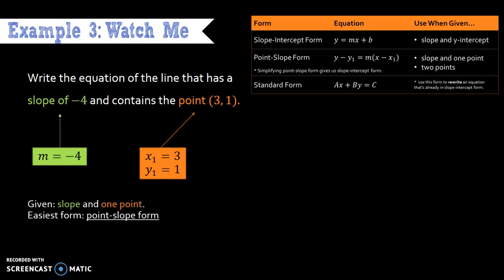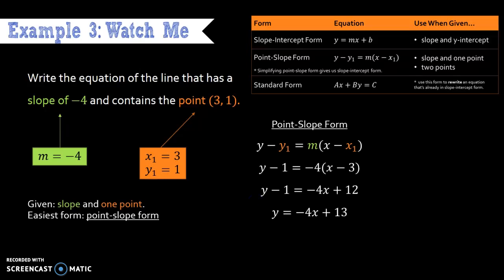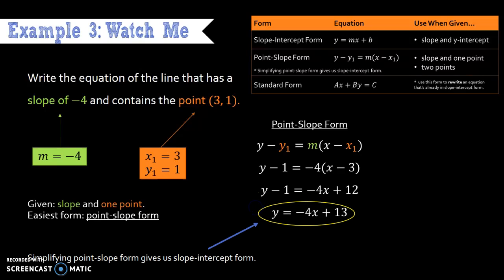Since we have the slope and a point, let's use point-slope form, and plug in the values where they belong. And when we simplify, we see that our equation is y equals -4x plus 13, which is also slope-intercept form. So two birds, one stone. Once you simplify your point-slope form, you actually get it in slope-intercept form.